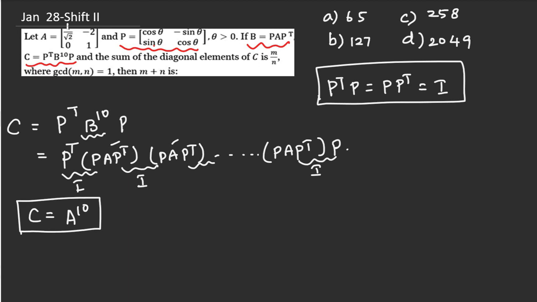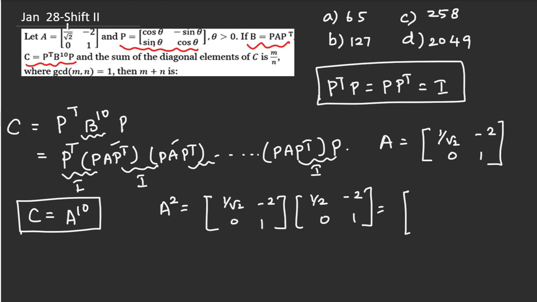Now we come on to this A matrix. What is this A matrix given here? A is equal to matrix 1 by root 2, minus 2, 0, 1. We find what is A square here. A square matrix will be into 1 by root 2 will give us 1 by 2. First row second column gives us minus root 2 minus 2. The next element is 1 and the next element is 0. 0 into the number gives us 0. Last element is 1. This is A square.